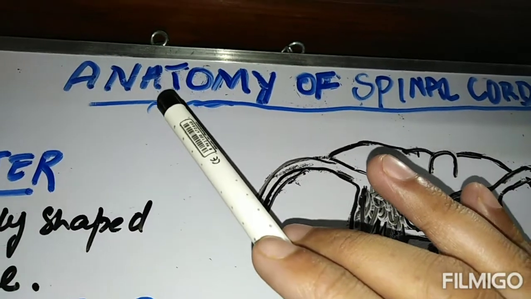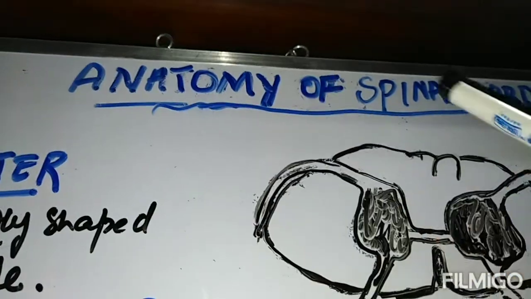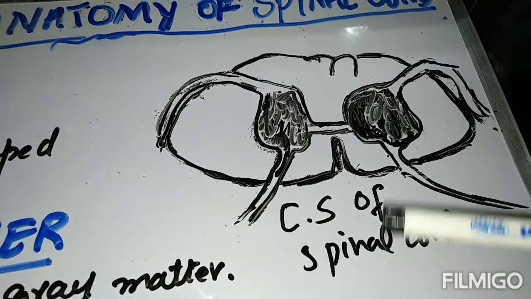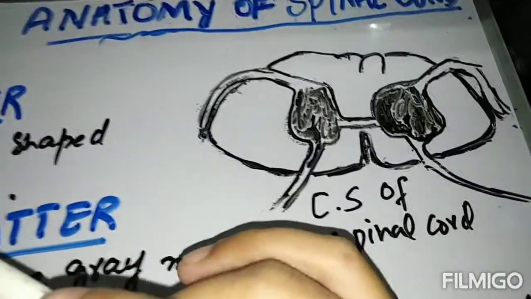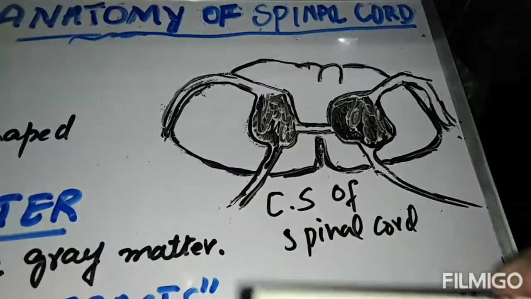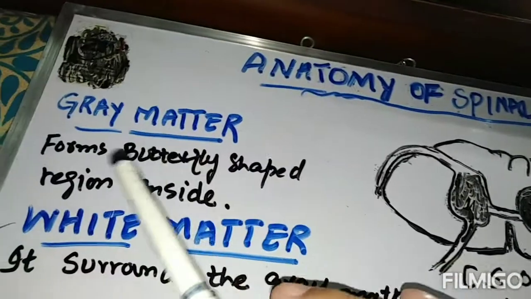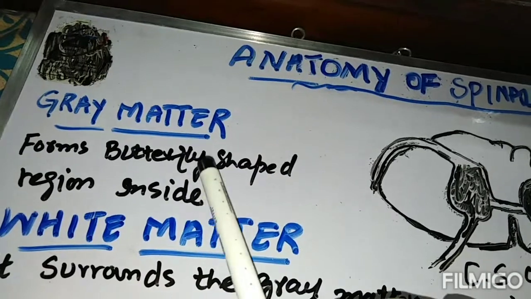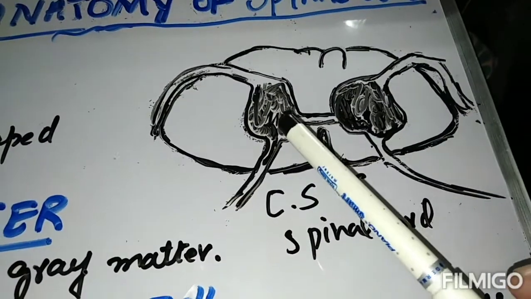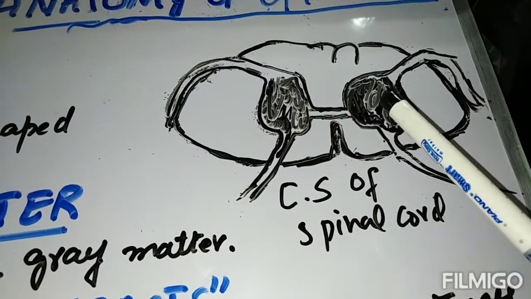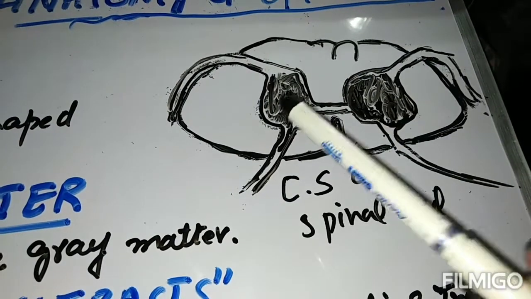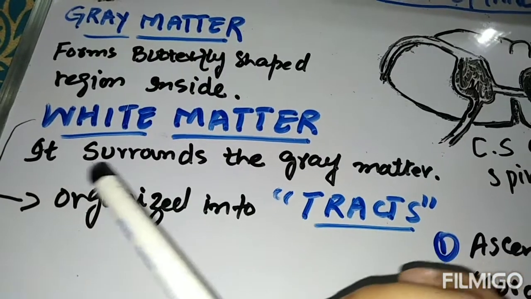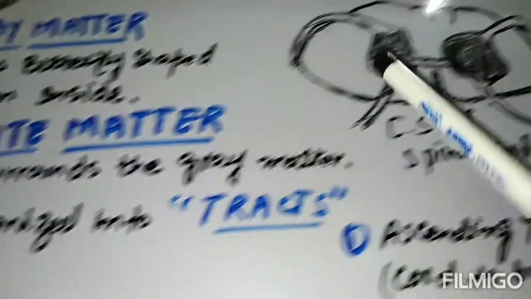In this tutorial, we will talk about the anatomy of the spinal cord. Here is the diagram of a cross section of the spinal cord. Unlike the brain, in the spinal cord the gray matter forms a butterfly region inside of the spinal cord. These black regions are gray matter. This gray matter forms a butterfly region inside of the spinal cord, and the white matter surrounds the gray matter.